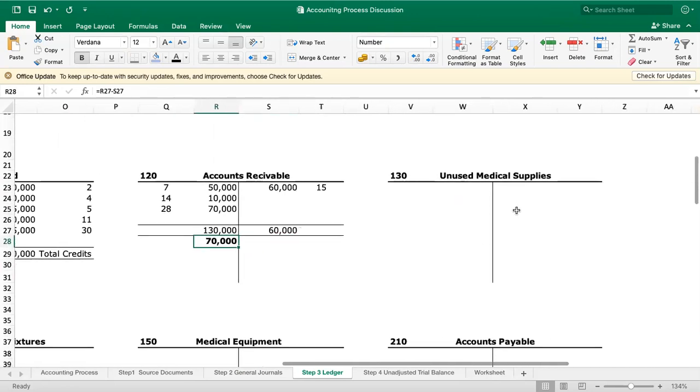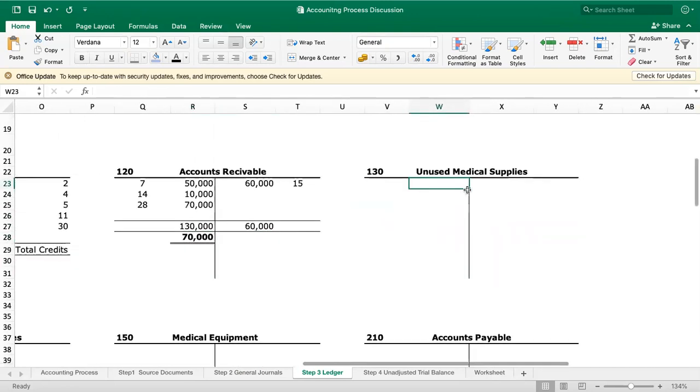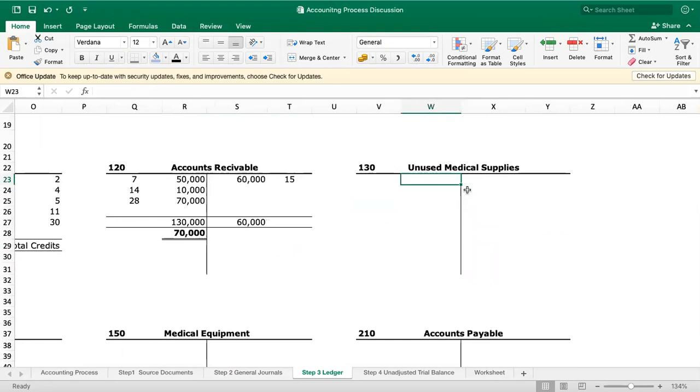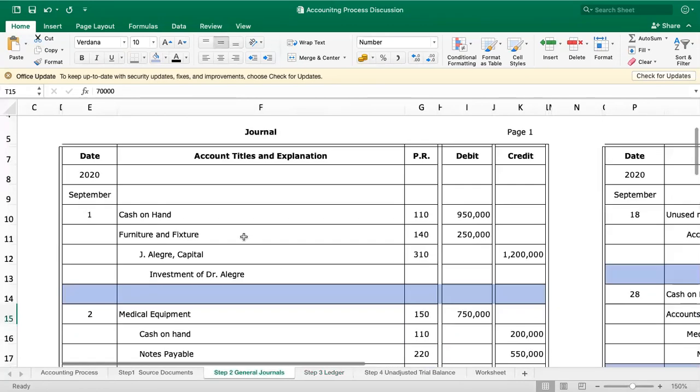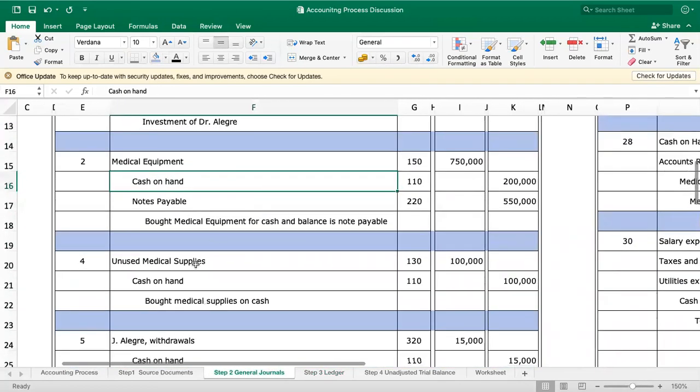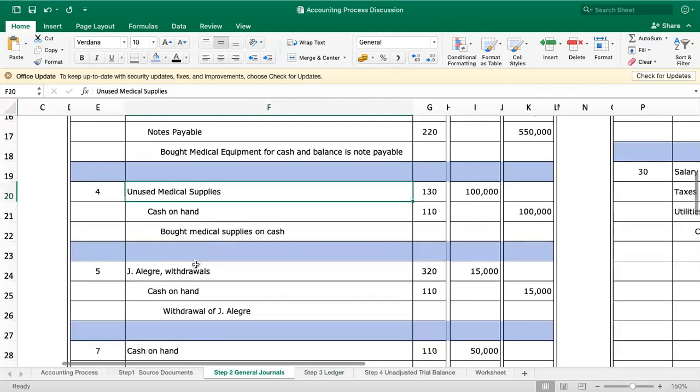Okay, the next account is unused medical supplies. So let's go back to our original book of entry, the general journal. Let's find transactions that affect the unused medical supplies account, the account number 130. So let's go back here. Is there any unused medical supplies here? None. September 2, none. There, September 4, we have unused medical supplies.